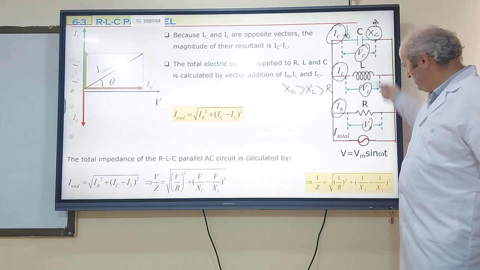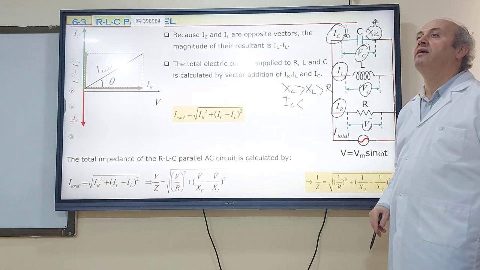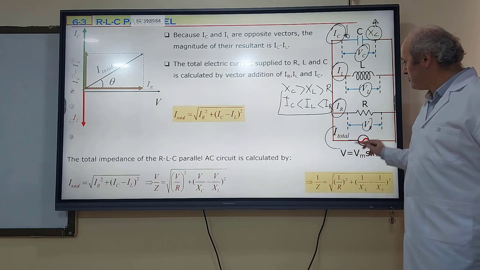Currents are going to be opposite. So IC is going to be the smallest. Currents are inversely proportional to opposition. IL is going to be next, and then the largest electric current is going to be on the resistor. And what about the total electric current? How can we calculate it?